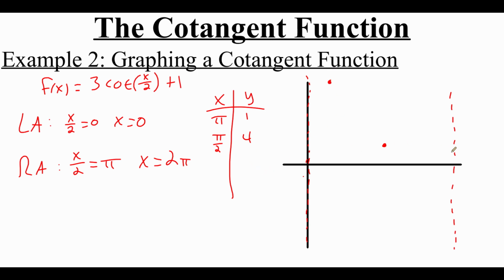And then I need to look halfway on the right-hand side. So halfway between pi and 2 pi is 3 pi over 2. And I plug that in. 3 pi over 2 divided by 2 is 3 pi over 4. The cotangent of 3 pi over 4 is negative 1. Negative 1 times 3 is negative 3. Plus 1 is negative 2. So at 3 pi over 2, I'm down at negative 2.